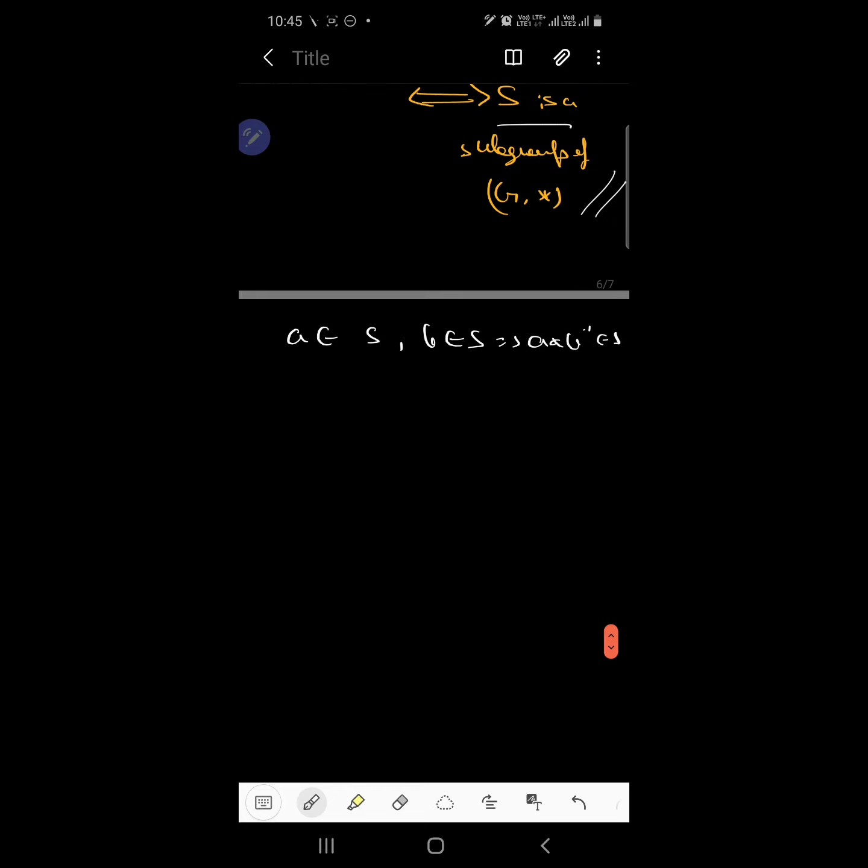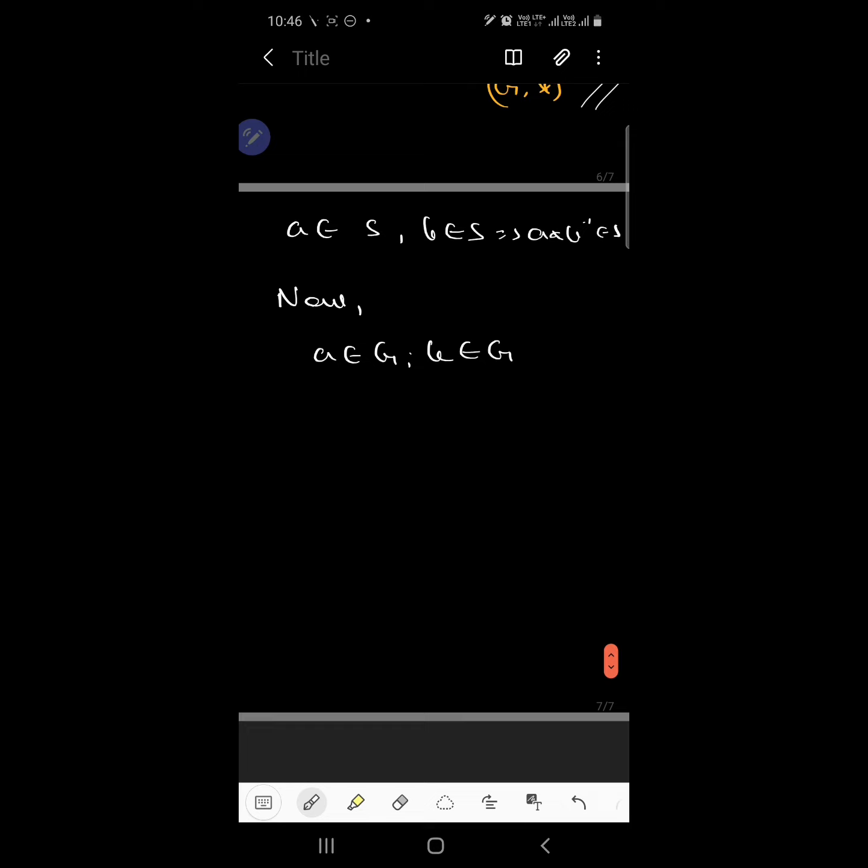Now, A belongs to G, B belongs to G. That implies that B inverse belongs to G. That implies that A star B inverse also belongs to G by closure property. Okay. Now, when they belong to S, what is happening?